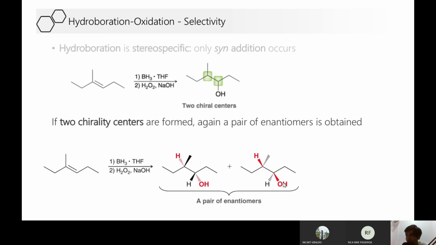So, kung yung H mo nasa taas, yung OH mo nasa taas din. Pag yung H nasa baba, nasa baba din yung OH. However, this can only be applied if your carbon is a stereocenter. Pag hindi yan stereocenter, it doesn't matter. Okay? So, yun lang.